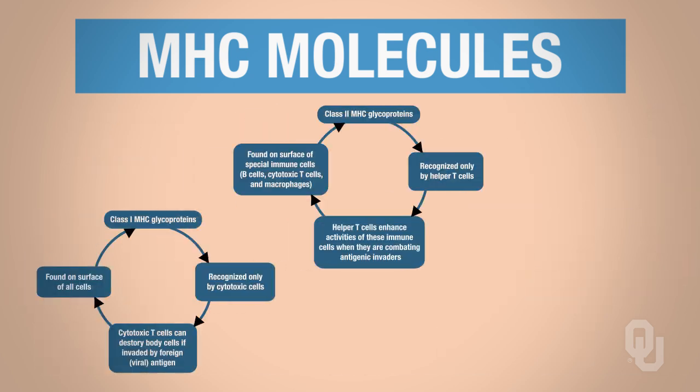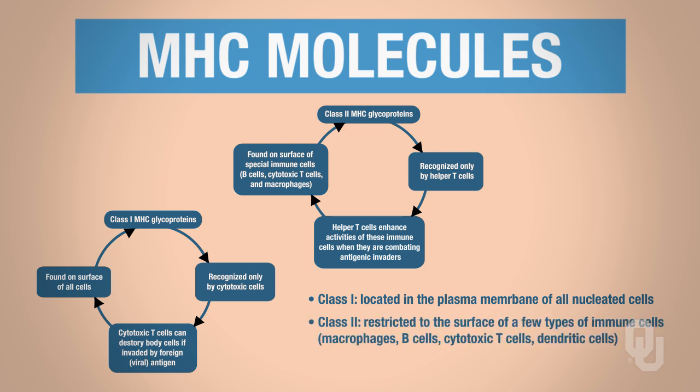We have two different classes. Class 1 is located in the plasma membrane of all nucleated cells. Class 2 are restricted to the surface of just a few types of immune cells. So these are macrophages, B cells, cytotoxic T cells, and dendritic cells. So let's take a closer look at the relationship between these class 1 and class 2 glycoproteins and their T cells. So class 1, we said, is found on the surface of all nucleated cells.